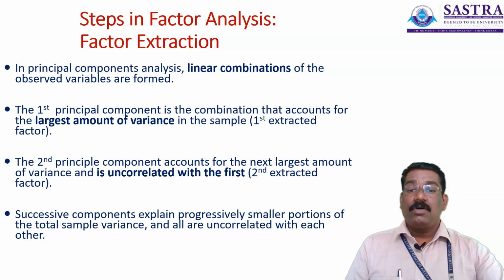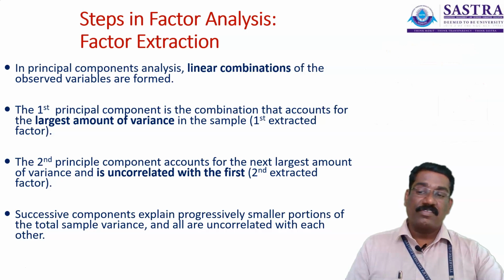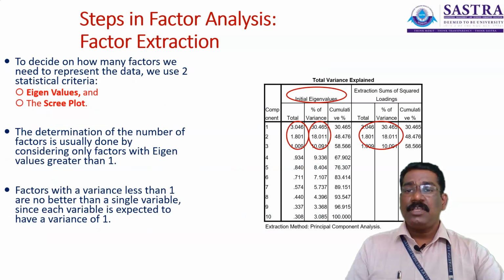The first principal component is a combination that accounts for the largest amount of variance in the sample, that is, the first extracted factor. The second principal component accounts for the next largest amount of variance, and it is uncorrelated with the first factor, the second extracted factor. Like that, successive components explain progressively smaller portions of the total sample variance, and all are uncorrelated with each other.